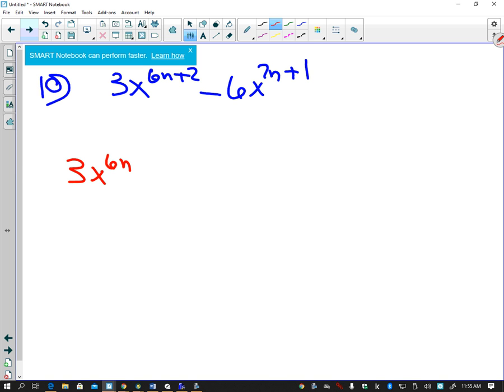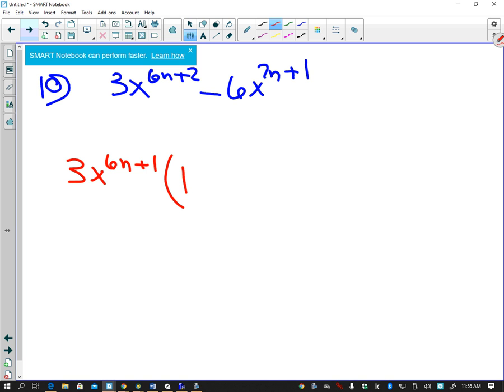And then I want to look at the one with the fewest number of just straight x's. The first one has 2 just normal x's, and the second one only has 1. So I can only take 1 out of each of them. Does that make sense? Okay. Then I have to put inside something that's going to allow me to multiply the outside number by the inside number to get my original. So 3 times what equals 3? 1. All right. Now I've got x to the 6n.